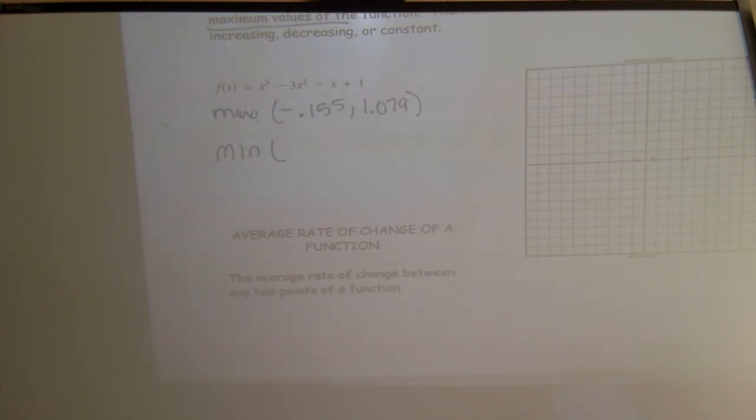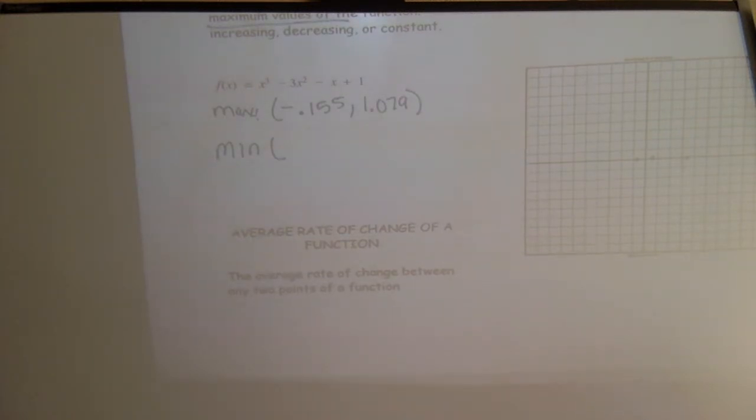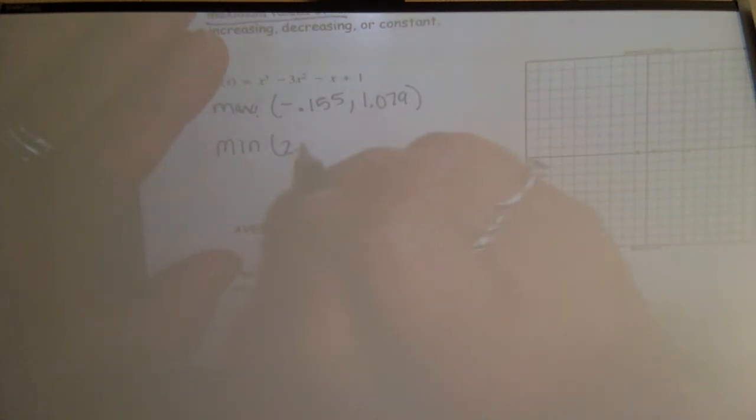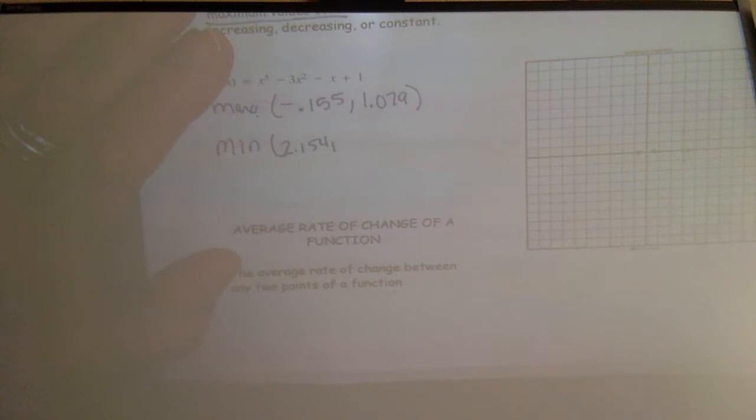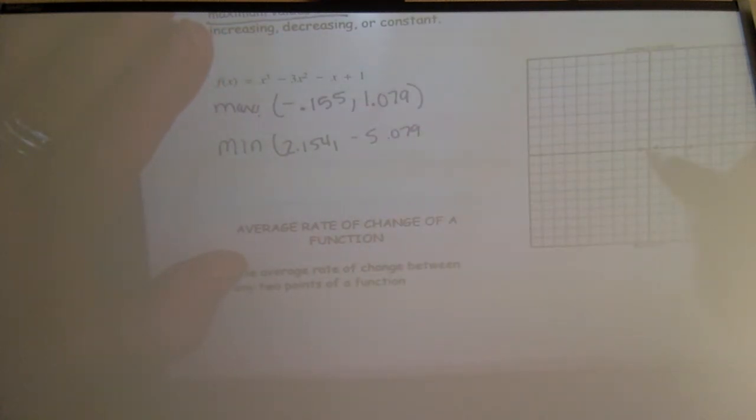Again, second calculate. We're going to hit number 3 this time. And I need the cursor to the left of the minimum. I need it to the right of the minimum. Again, it doesn't matter where you put them, just so they're on right to left. Hit enter. You should get a minimum of 2.154, comma, negative 5.079. Do we not have to round? Just a little, yeah, 3 places is good.